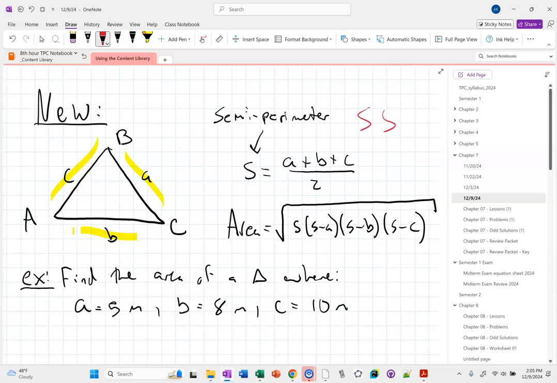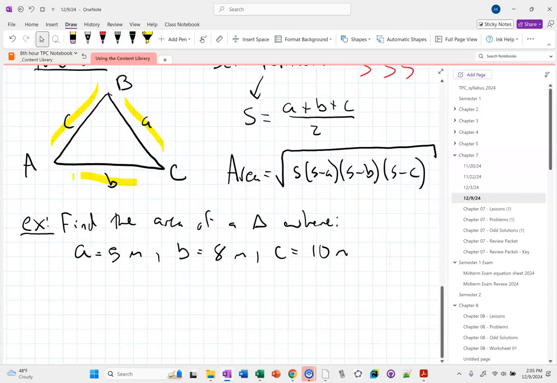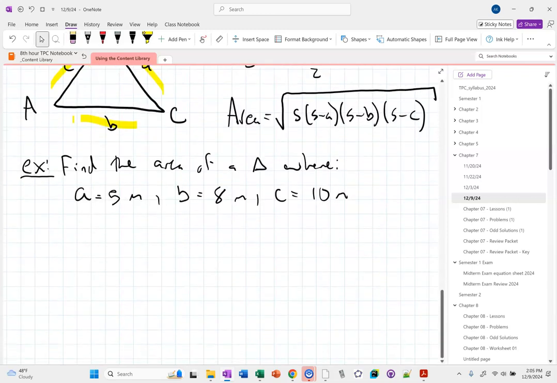I got going so fast that we didn't say it, although we probably didn't need to, right? It was pretty clear by looking at it that it's going to be a side, side, side triangle because there's no angle measure anywhere. So I can tell that's a side, side, side situation without even having to draw a picture, right?